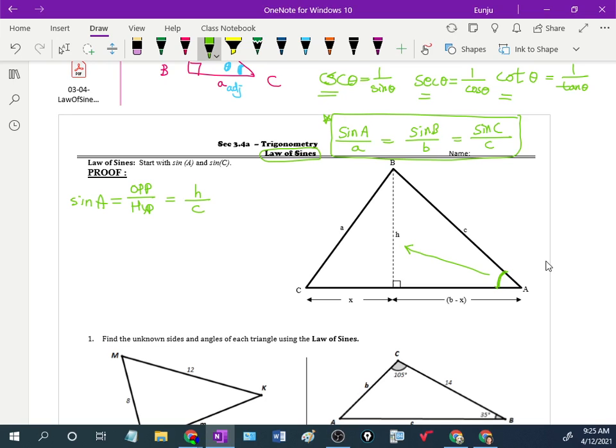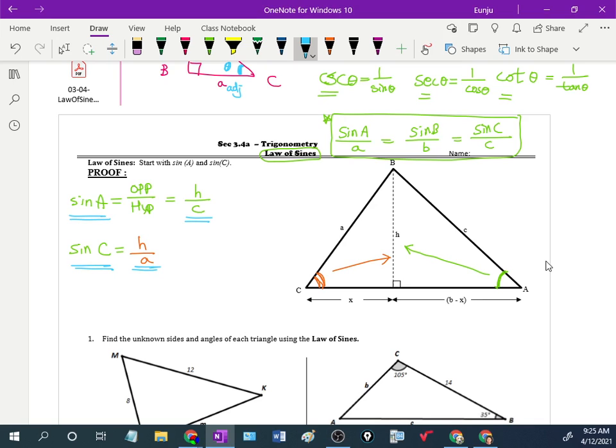Let's calculate sine C. Angle C is here, and sine is opposite over hypotenuse again, so sine C is h over a. Can I start with sine B? It's not a right triangle, so it's not easy to set up. So let's think about these two results.